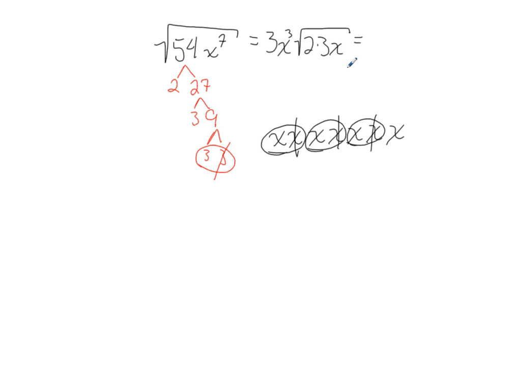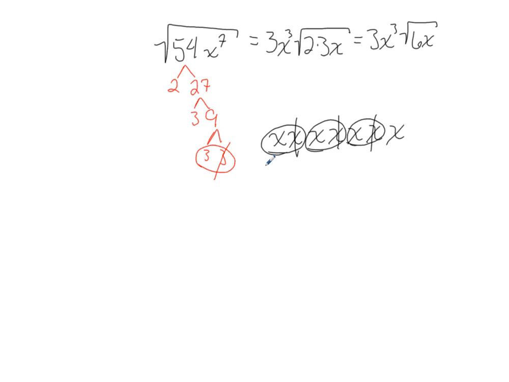Now, I still know what 2 times 3 is, so I can simplify this a little bit better. So we've got 3x cubed times the square root of 6x, and that's my final answer for that. And that's my jailbreak method of simplifying radicals.